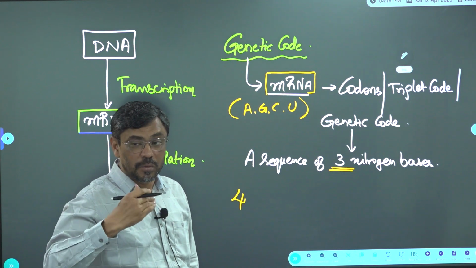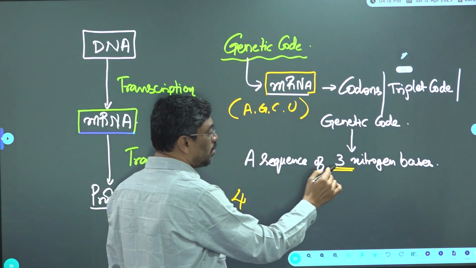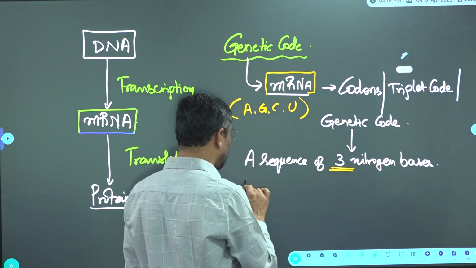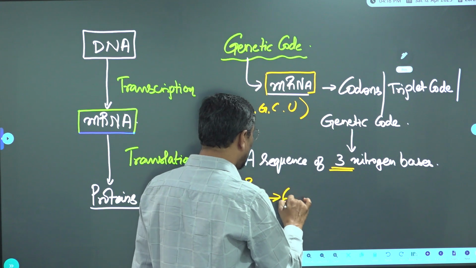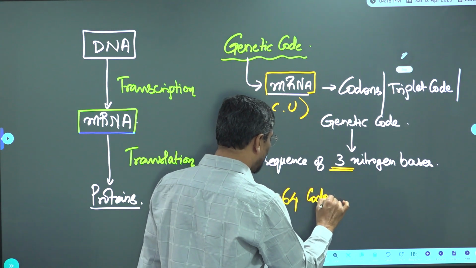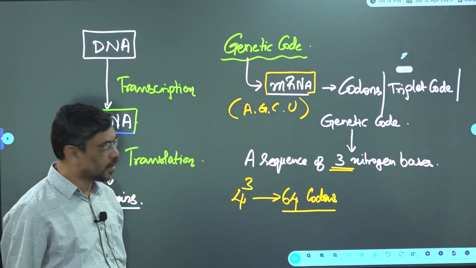So what will be the probability? What will be the number of combinations of these 3 nitrogen bases? That is 4 power 3. That means 64 codons are possible. How many codons are possible? 64 codons. You have to remember that one.